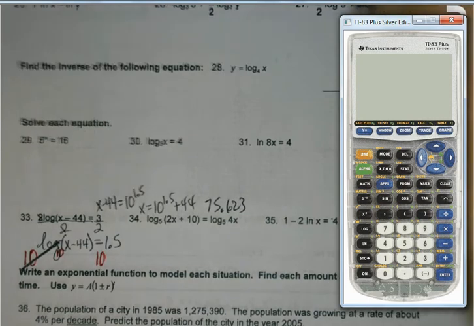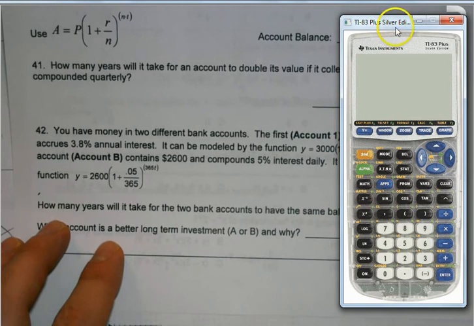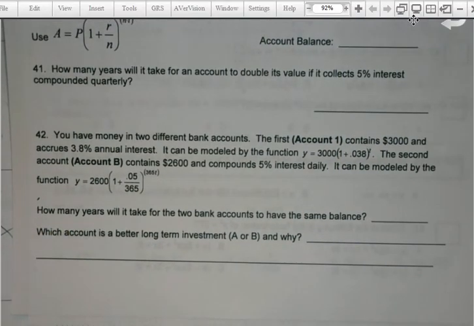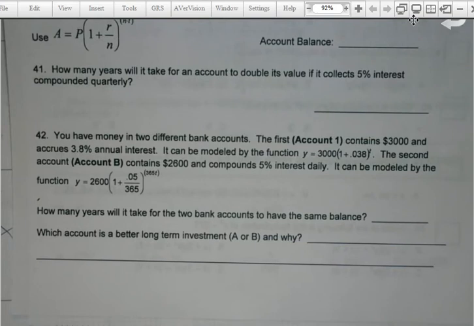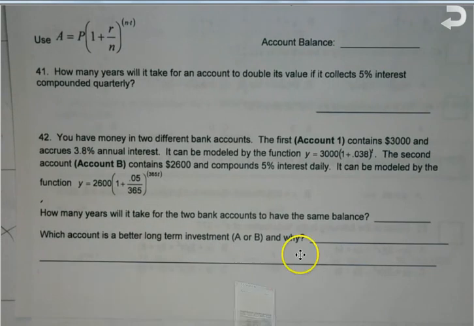42. We got money in a couple of accounts here. First account contains $3,000 and gets 3.8% annual interest. It gives us the function. Second account contains $2,600 and compounds by 5% daily. It can be modeled. How many years will it take for them to have the same balance, and which one's a better long-term investment? Okay, this is sort of like our job one that we were looking at a minute ago.